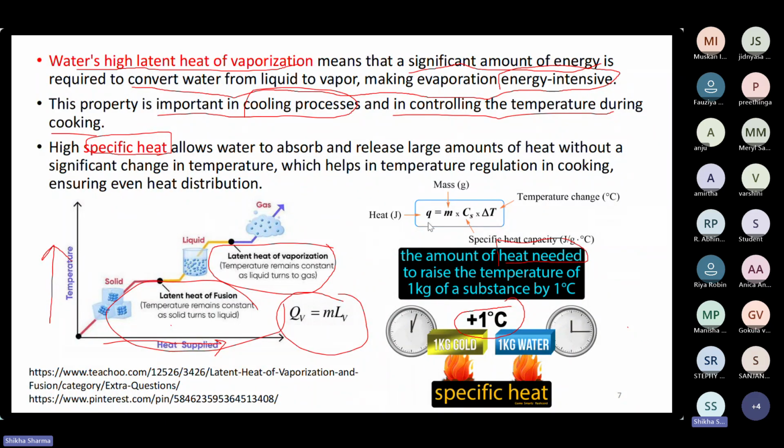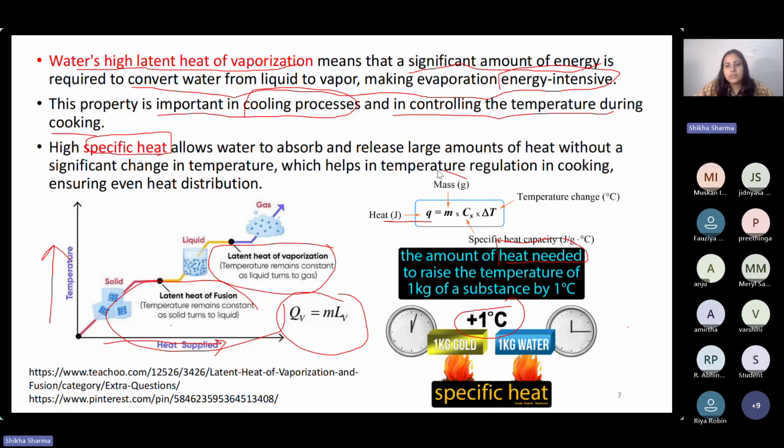So Q is basically the heat supplied, which we are supplying. Q is equal to mass times Cp times delta T, so how much heat we are supplying to change 1 kg of the substance by a delta T of 1 degree Celsius. We can raise the temperature, or even decrease it, but usually we take a rise in temperature. So for raising the temperature by 1 degree Celsius, how much heat do we require? That is specific heat.